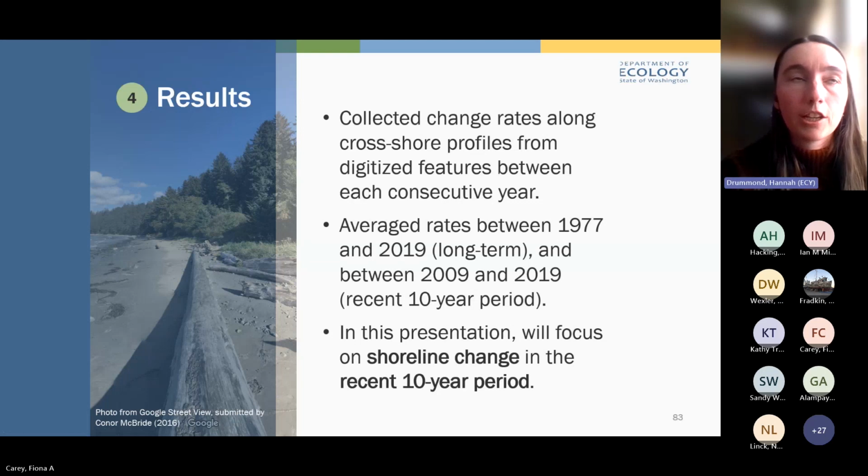We collected change rates between each subsequent year of imagery that we had for each feature, wherever we could discern that feature, and then took many cross-shore transects and averaged them. For this presentation, I'm going to focus on the shoreline change between 2009 and 2019. Next slide.